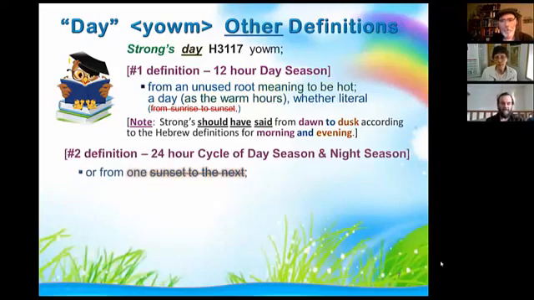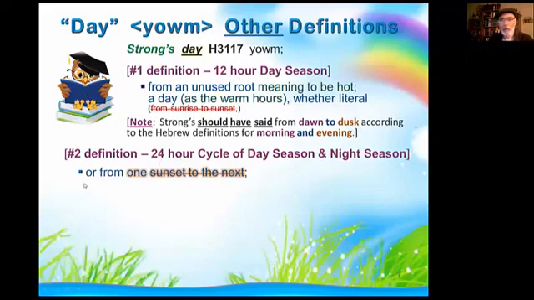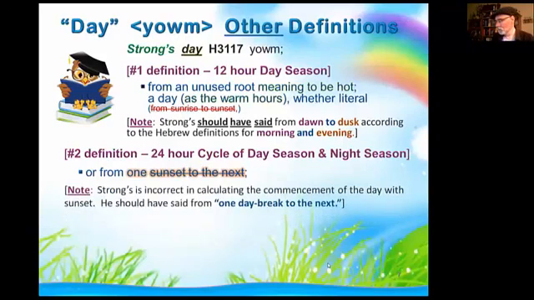The second definition that he lists for the word day is the 24-hour cycle, including the day season and the night season. The first definition was 12 hours. The second one is 24. And then he goes on to say, or from one sunset to the next. I have crossed it out because that is not true. It is not when the day begins. We've already figured that one out. So Strong's is incorrect in calculating the commencement of the day with sunset. He should have said from one daybreak to the next.